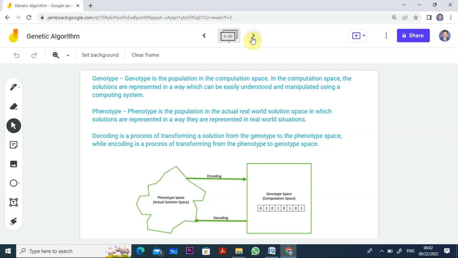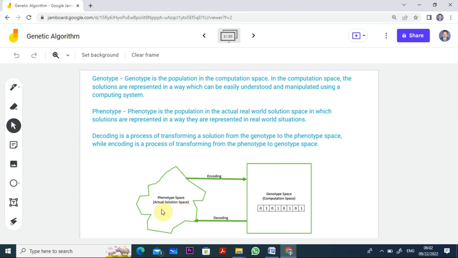See, there are two things you should remember. One is the actual solution space. What is there in the natural things? What is the actual solution space? But for the actual solution space, what do we have to do? We have to bring it to a computer space. That means we have to first model it. So for that, what do we do?